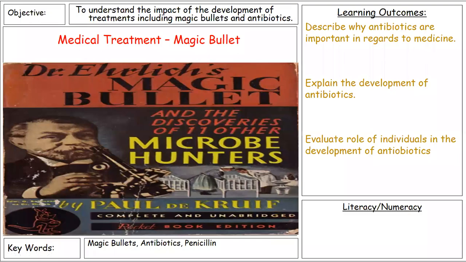Now, this is the next lesson in the Modern Medicine Through Time unit. With the cause lesson, we looked at everything in one. But for treatment, we're going to have to break it up. So for this lesson, we're going to be looking at the magic bullet.